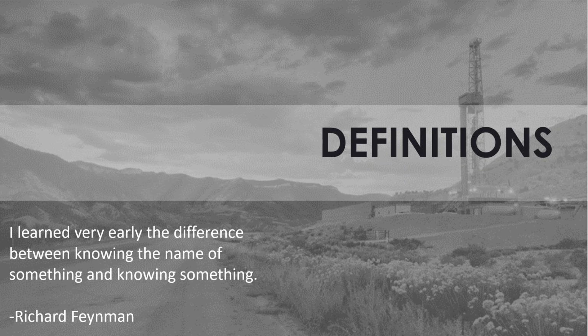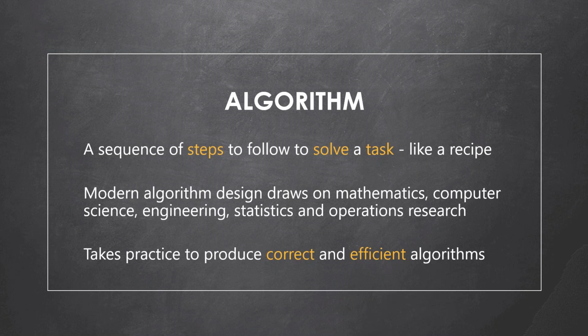So with that, let me start off with our first definition, which is just an algorithm. An algorithm is nothing more than a sequence of steps to follow to solve a task. It's essentially a recipe. Anybody can create an algorithm. Just list out a sequence of steps that someone needs to follow or a computer needs to follow to solve a problem.